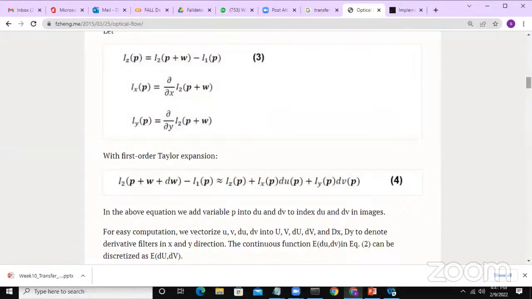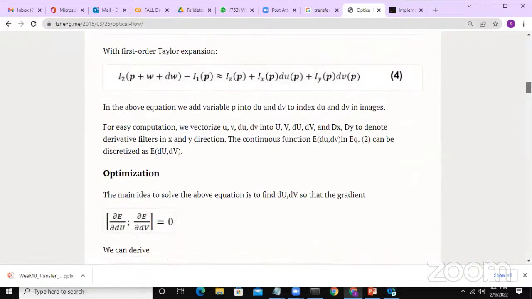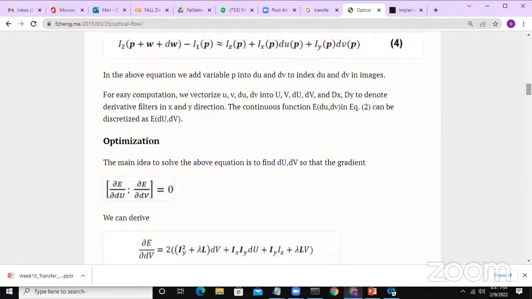Now if you go back to the Taylor series that we just now discussed, the equation will change as I2 of p plus w plus dw, right, minus I1 of p. If you take it to the right side, what you will get is all these components, I suffix z, I suffix x, and I suffix y. Okay. Now, when you further expand, the question is we are interested in finding the rate of change. What is the rate of change? We are interested in finding du and dv, right?